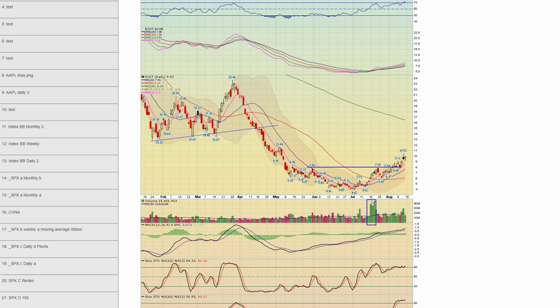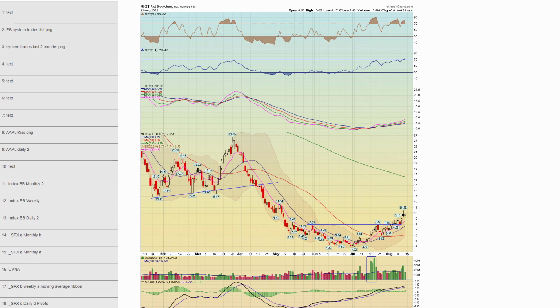I talked about the volume picking up here. Talked about this as a long opportunity back here in early July, and that's been one hell of a percentage move. It's doubled since then.